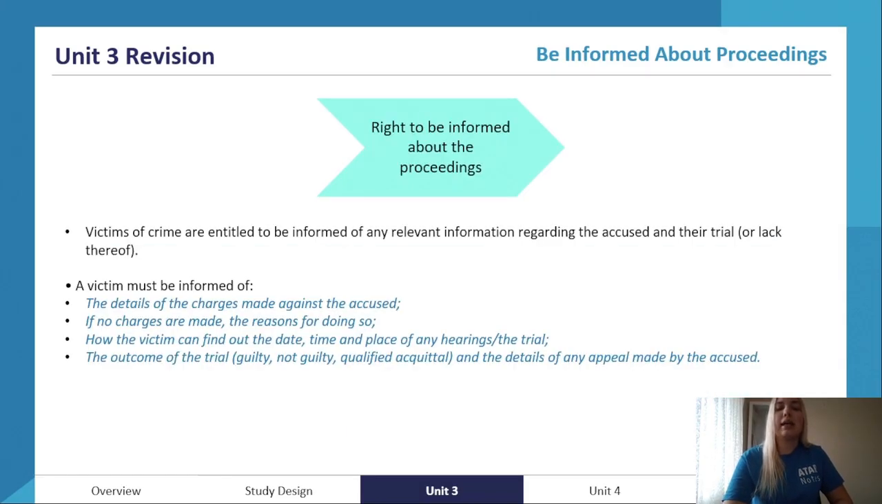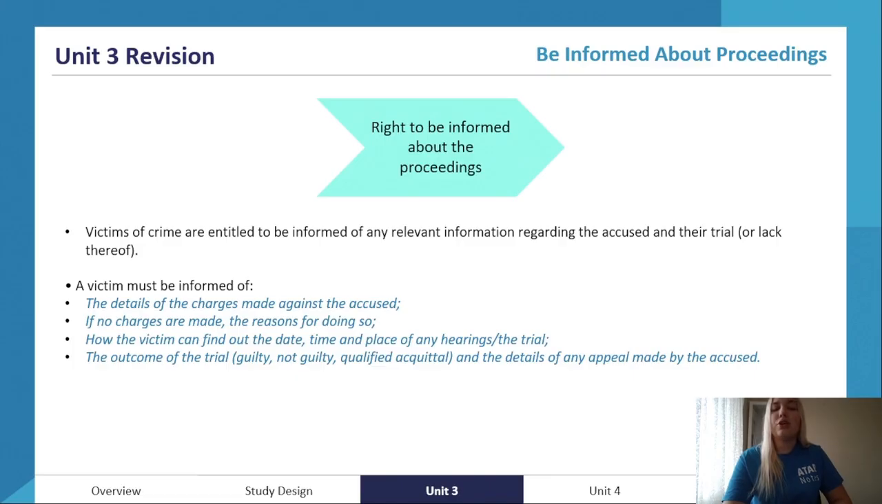But this is going to be involving many, many other things. And here is the specific criteria of what a victim must be informed of. Having like 1, 2 examples of what specifically a victim needs to be informed of will suffice for your questions. So you don't need to know all 4. But the specific charges against the accused are made known to the victims.